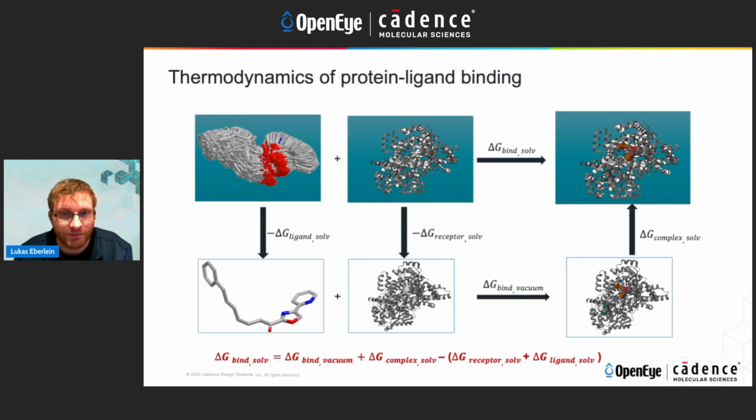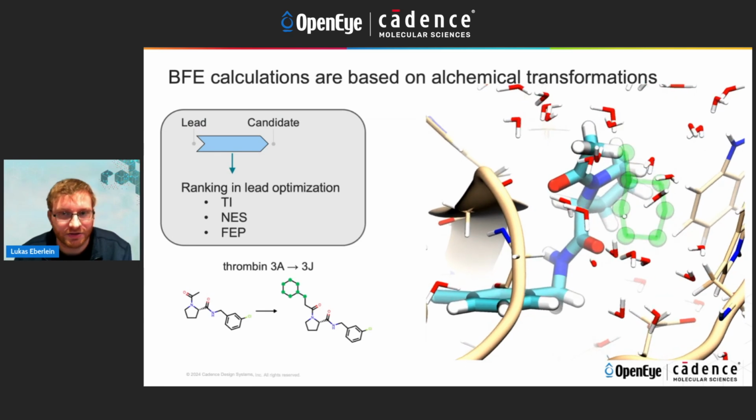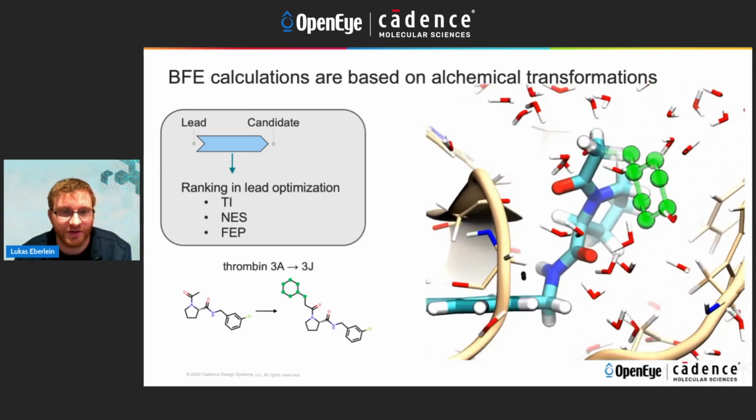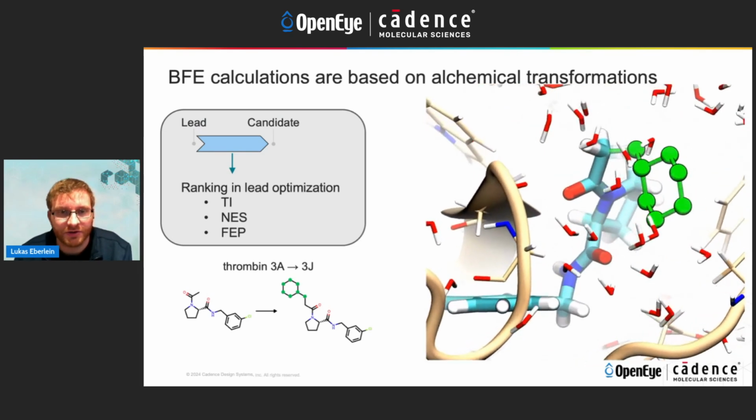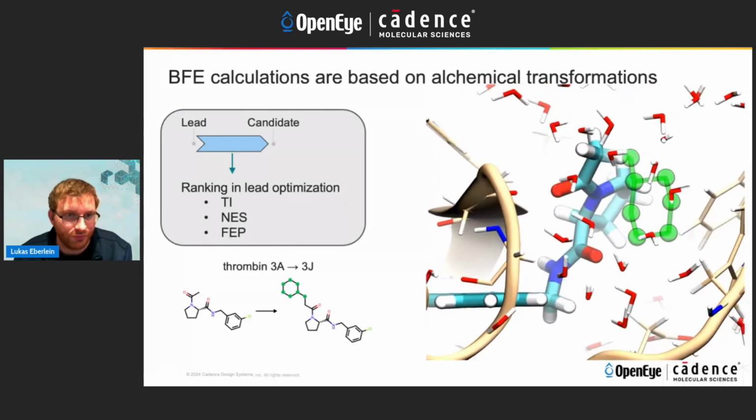This is a thermodynamic cycle for protein ligand binding. Simulating the binding process directly lets us calculate the reaction on top. Our trick is to simplify this cycle while avoiding the expensive simulation of the binding event itself. We achieve this by making an alchemical change to the molecule in the active site of the protein. Here we transform one ligand in the active site into the other by attaching a group to it.